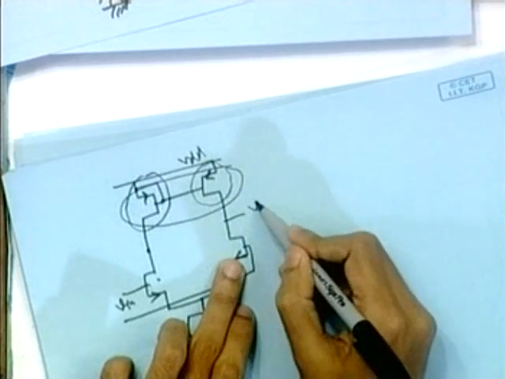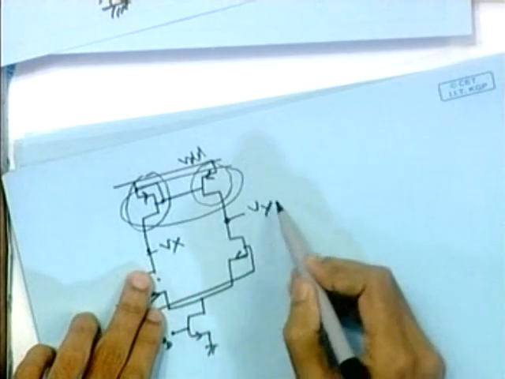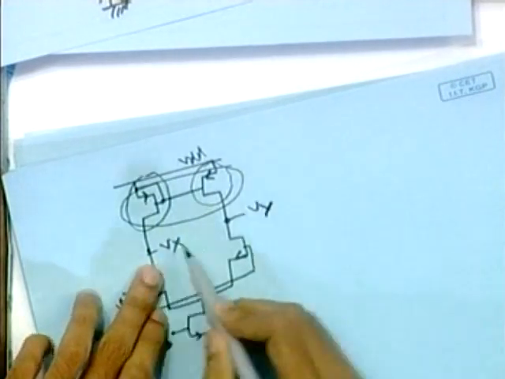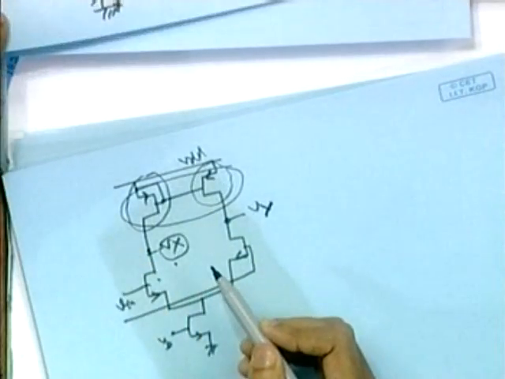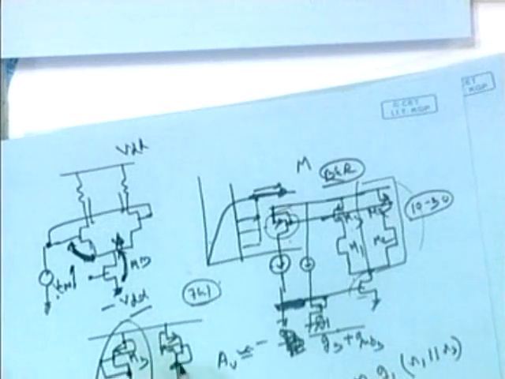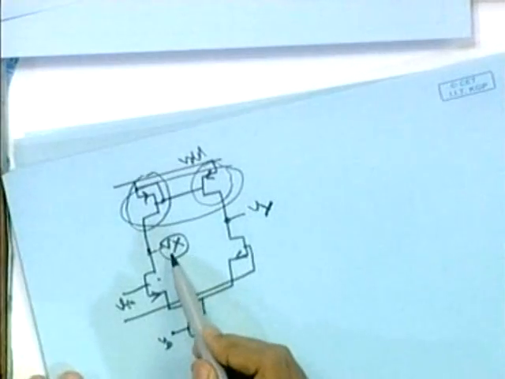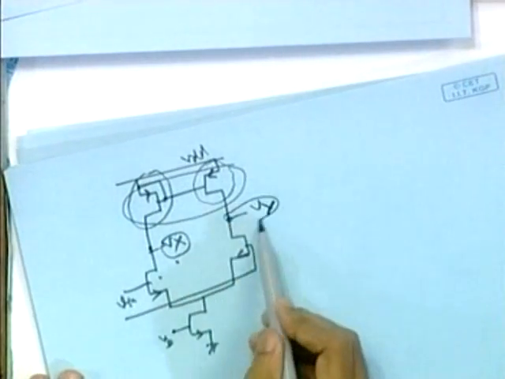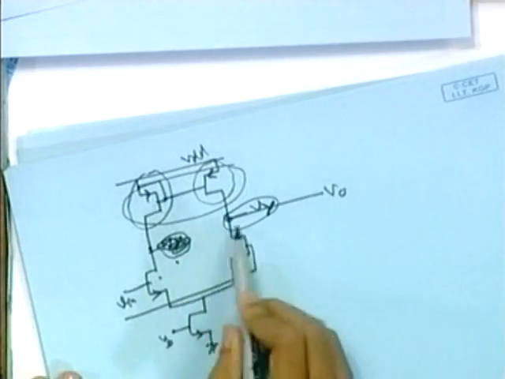So call this Vy and this Vx. The gain for Vy is much higher than the gain for Vx, because as I have written here, the gain for diode connected load is much less than the gain of constant current source load. This is the gain of constant current source, this is the diode connected load. So this voltage will have much less gain than this, and normally people will take this as output, not the difference between them.